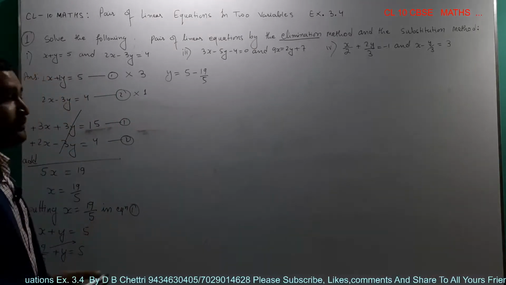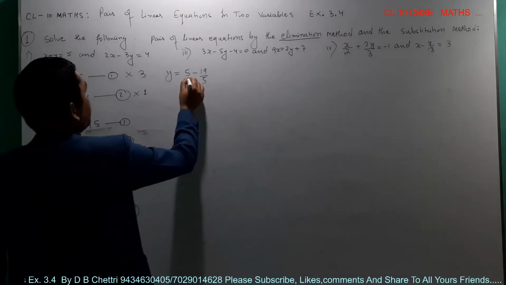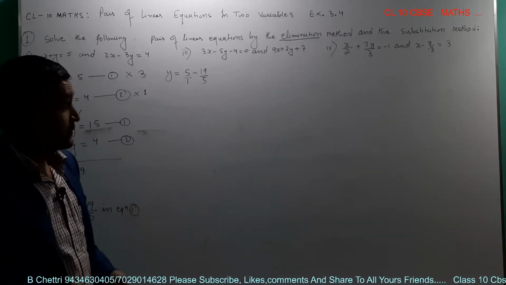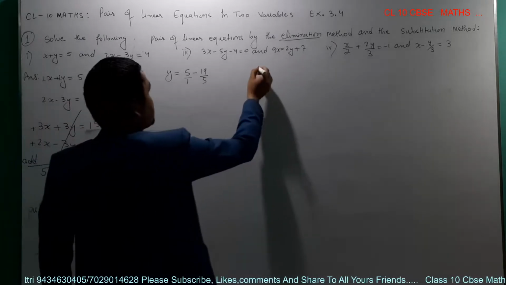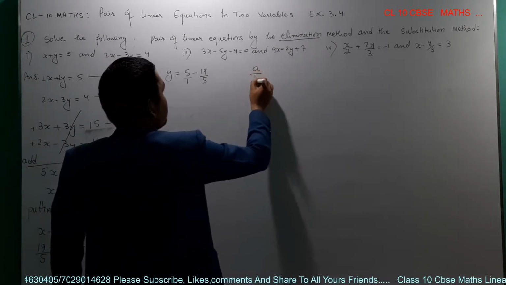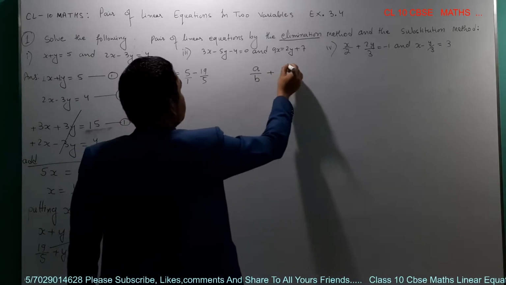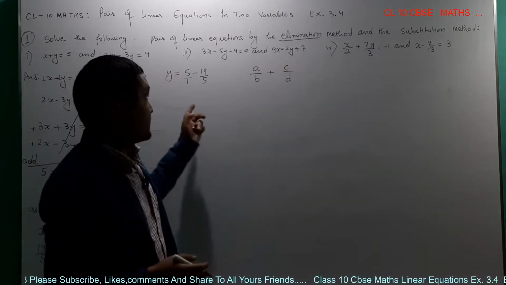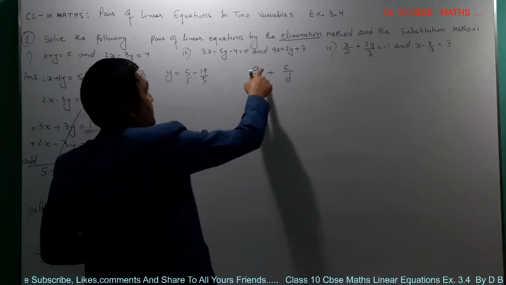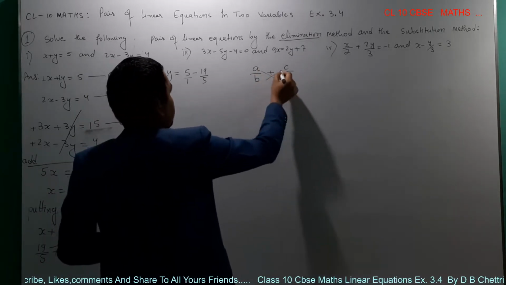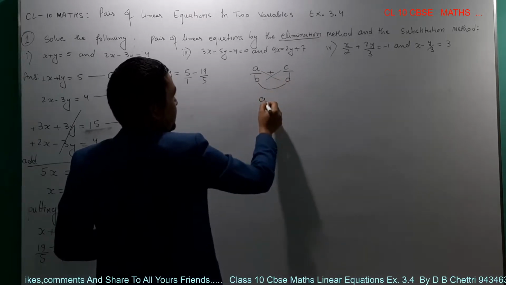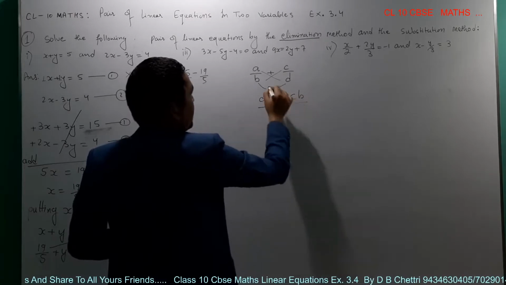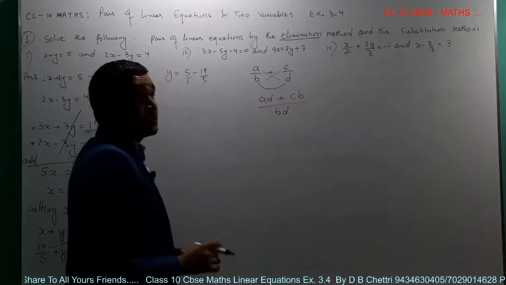Now let's do the LCM. Put 1 here. There is a cross multiplication LCM method, which I will show you first. Suppose this is a divided by b plus c divided by d. We can do the LCM directly without finding their LCM. Just do the cross multiplication: a multiply d, plus c multiply b, divided by b multiply d. This way also we can do the LCM.